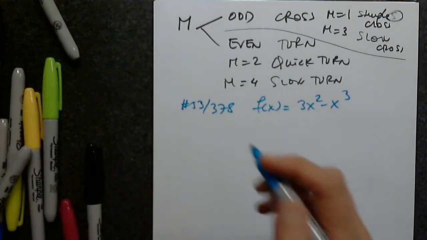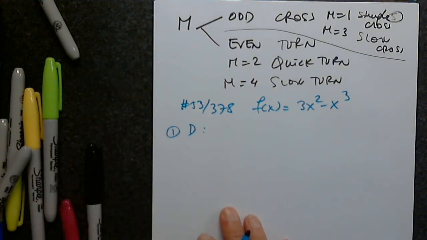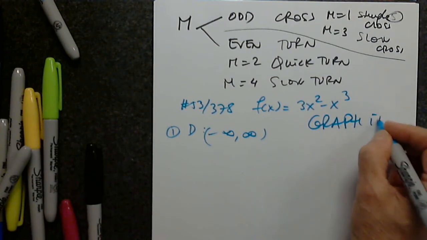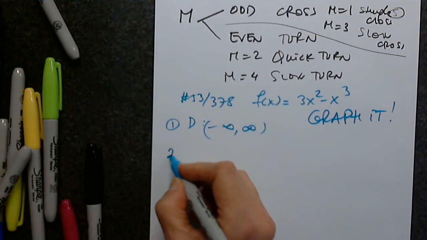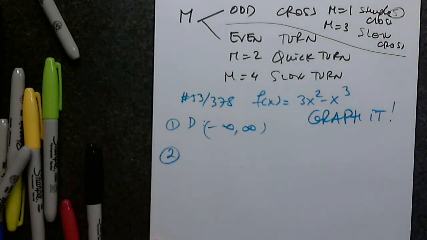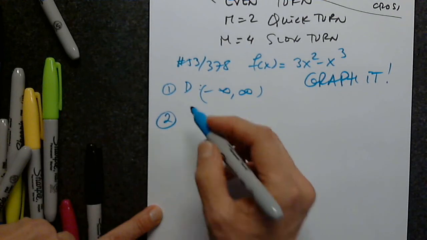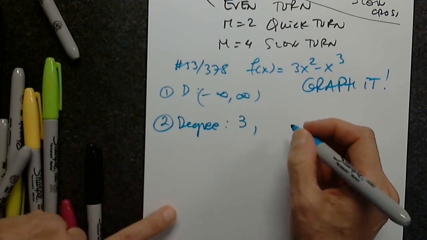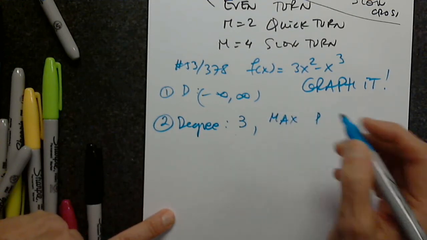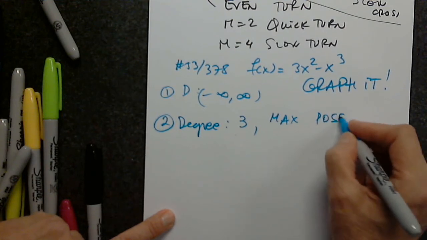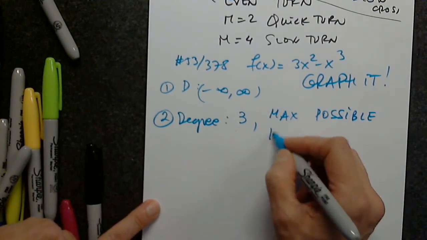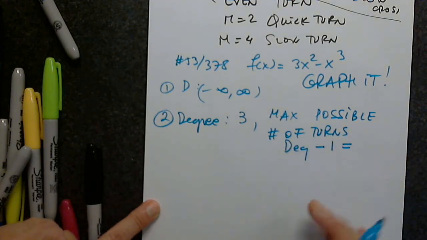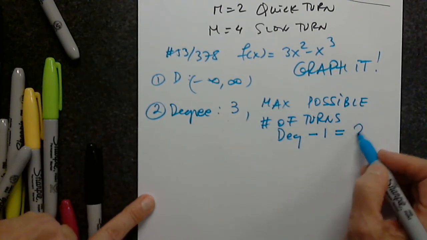Okay, so for this, I'm going to go through domain. What is it? Perfect, because it's a polynomial function. So the question is asking us to graph it. Number 2, and I may combine 1 or 2 items together. So what is the degree? Yes, indeed. Maximum possible number of turns. Let me tell you how to find that. I didn't say it yet. Max possible number of turns is degree minus 1. So in this case, it will be perfect.